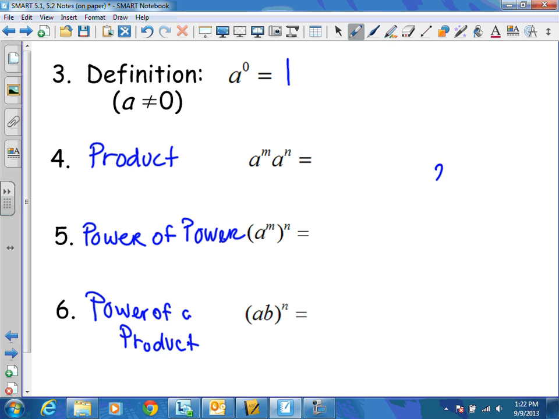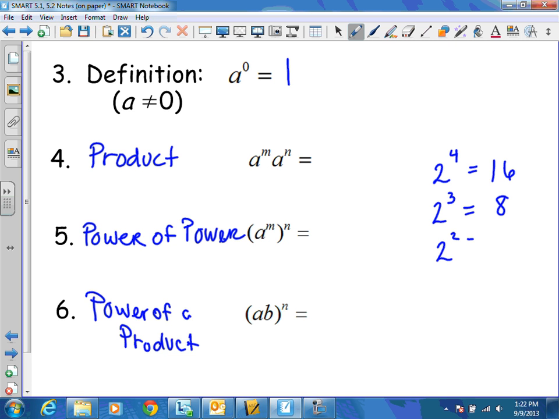So let's start with 2. Let's start with 2 to the 4th. What is that? 2 times 2 times 2 times 2 is 16. When I go down to 2 to the 3rd, I'm basically taking 16 and dividing it by 2, and what do you get? 8.